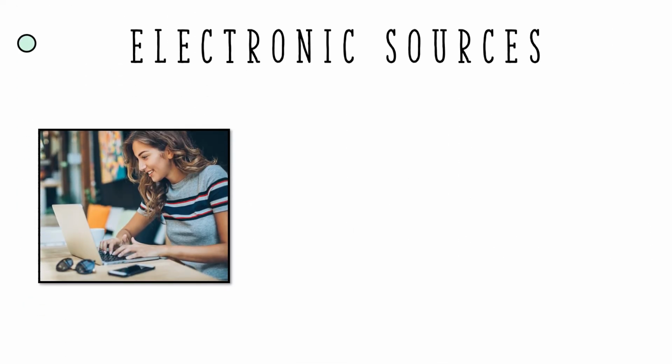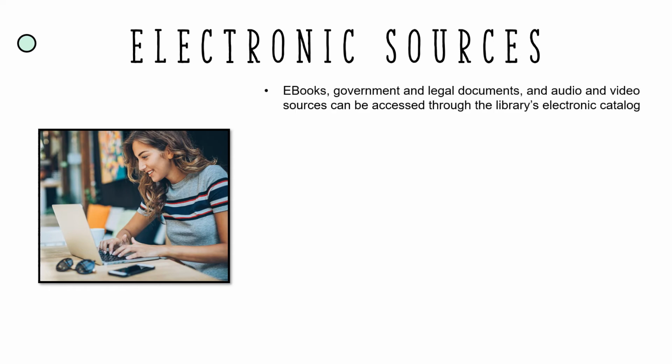Libraries also provide access to a wealth of electronic sources through the library's catalog, research databases, and online subscriptions to journals, magazines, and newspapers. Sometimes full copies of ebooks, along with government and legal documents and audio and video sources, can be accessed through the library's electronic catalog without having to visit the library in person. The library's research databases can also be accessed from home.